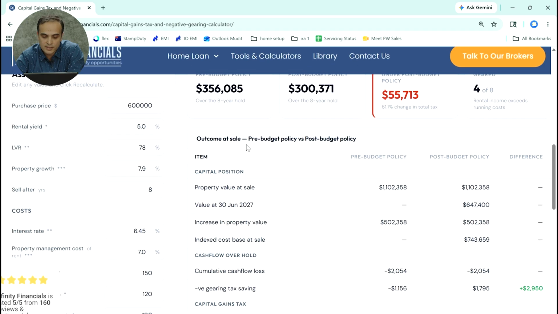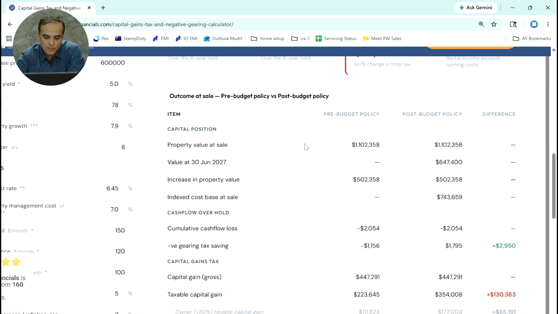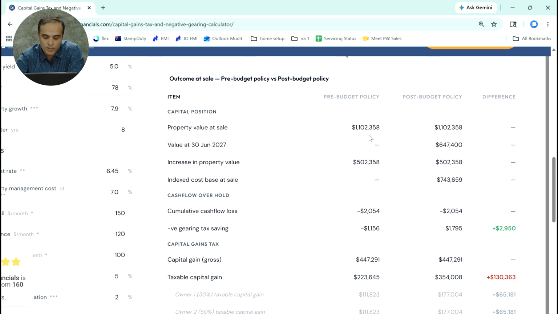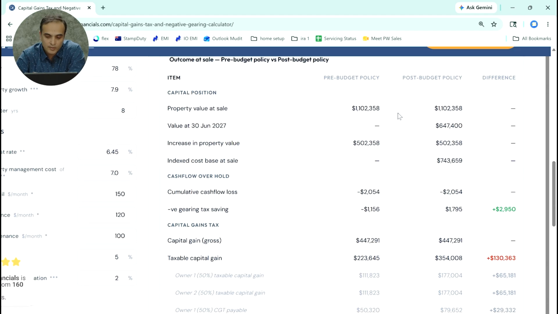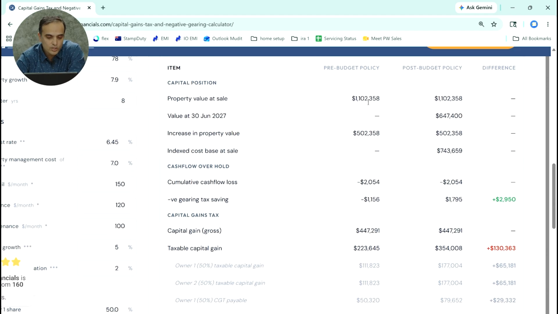Now let's look at some details in terms of the items here. Based on the pre-budget policy, the system calculates the property value at sale. The columns are pre-budget policy, post-budget policy, and what is the difference between the two. Okay, one by one line items. Property value at sale, this is based on the growth rate. We have assumed 8% here.